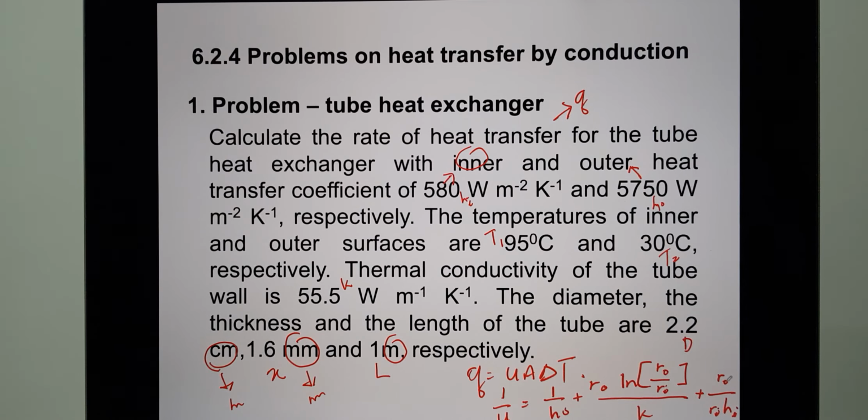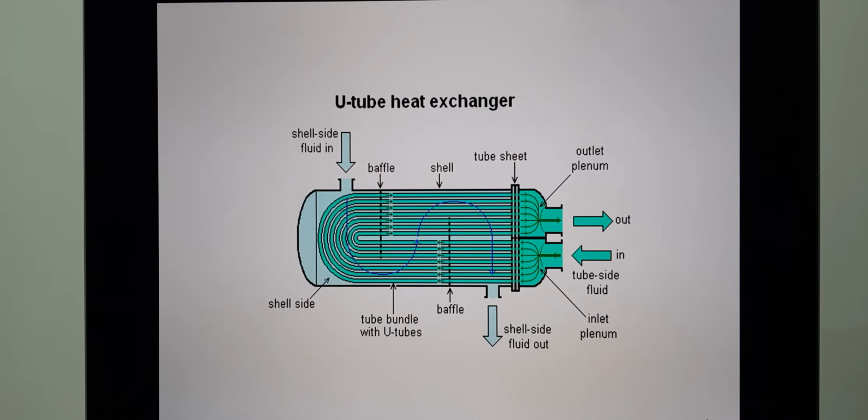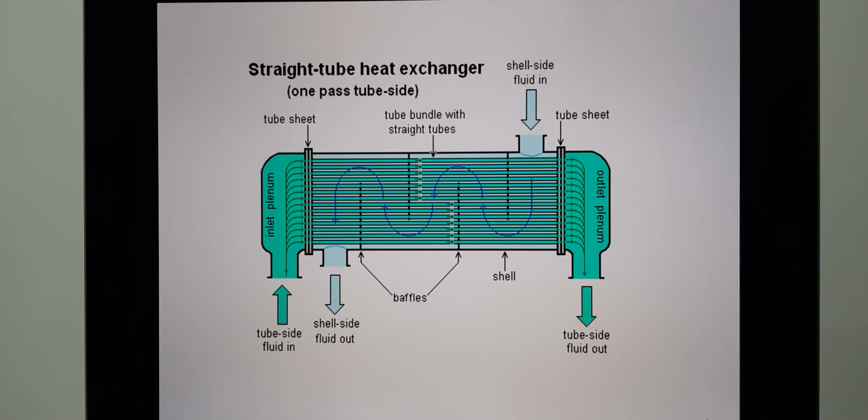Do not confuse yourself with where to put this R0, where to put the Ri, H0 and so on. You need to practice how to write this particular equation. Now this is the photo of the U-tube heat exchanger. This one is the U-tube, and this one is the straight tube heat exchanger.